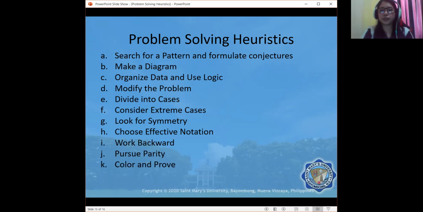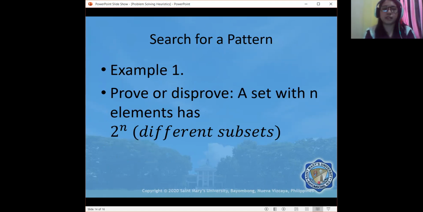In this video, we will just focus on the letter A, to search for a pattern and formulate conjectures. If you are given a problem, you have to analyze the problem first. In our previous videos, we also discussed the problem-solving steps. It's not that you have to use searching for a pattern instantly, but this is the strategy that you think can solve the problem.